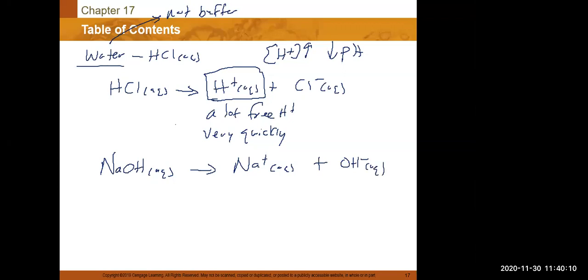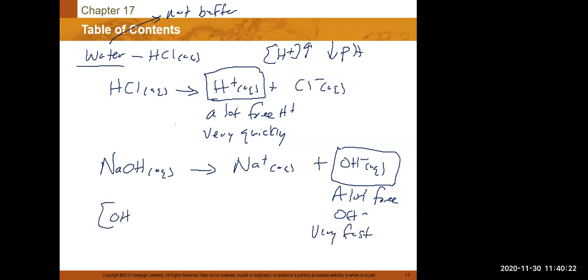And what's going to happen here is we're actually going to generate a lot of free OH minus very fast. And remember that if my OH minus concentration goes up, my H plus concentration will go down. And the result of that is my pH will go up. So we would expect a big jump in the pH in this case as it goes from sort of an increase in our OH minus concentration.